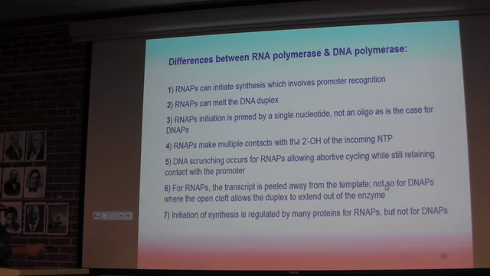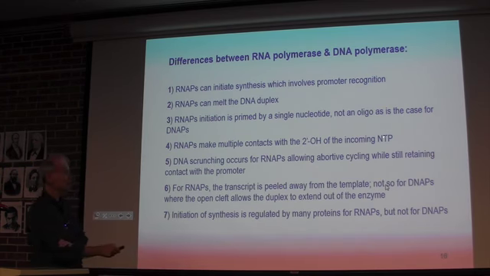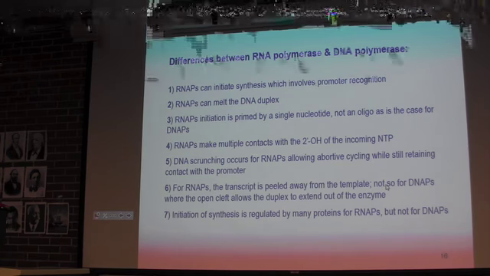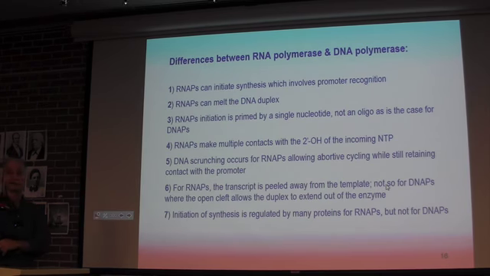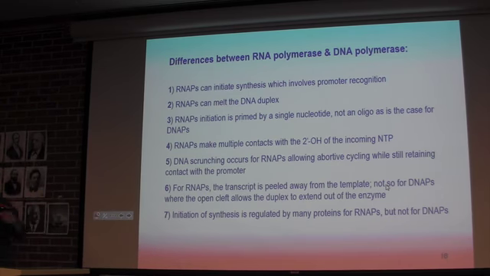RNA polymerase makes multiple contacts with the 2' hydroxy of the incoming nucleotide triphosphate. Why are they going to be so curious about that 2' hydroxy? They want to make sure there is a 2' hydroxy, right? They don't want no deoxy, right? They want oxy. They're making sure you're a ribonucleotide. That's the one question it asks before it can gain entry.